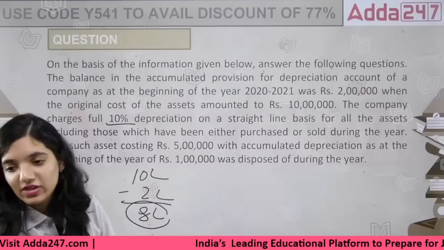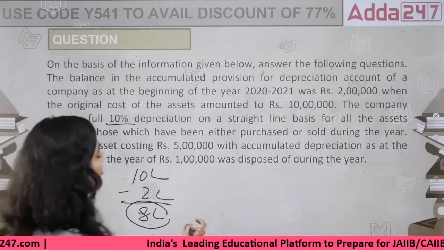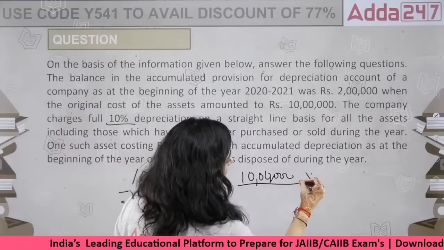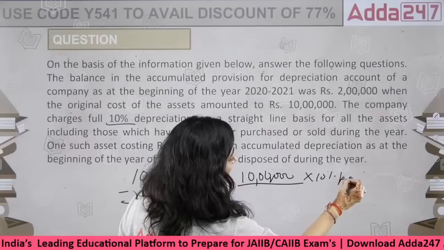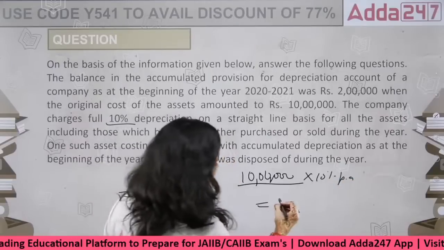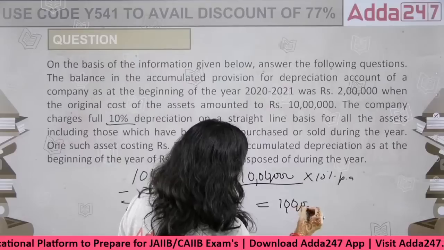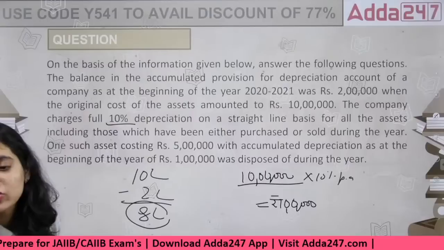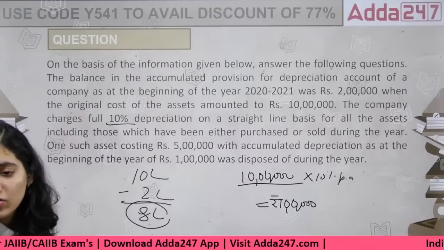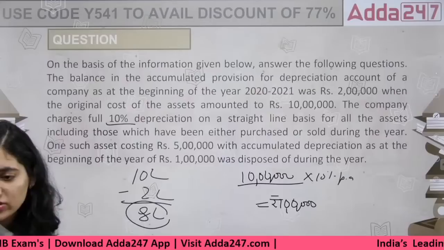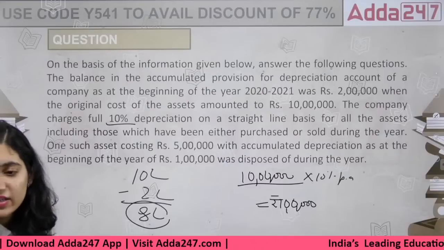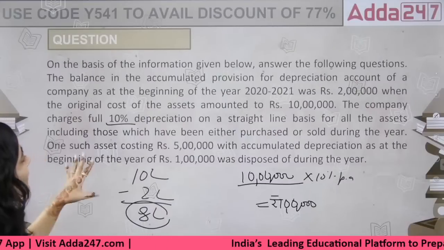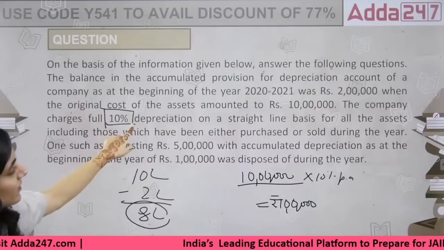So that means till now whatever depreciation we have charged is on 10 lakh rupees, and it is basically what percentage? It is 10% per annum. So technically every year we are charging a depreciation of rupees 1 lakh. Then the company charges the full 10%, on such asset costing, including those which have been either purchased or sold during the year. So whatever is happening, they charge full depreciation of 10% till now.